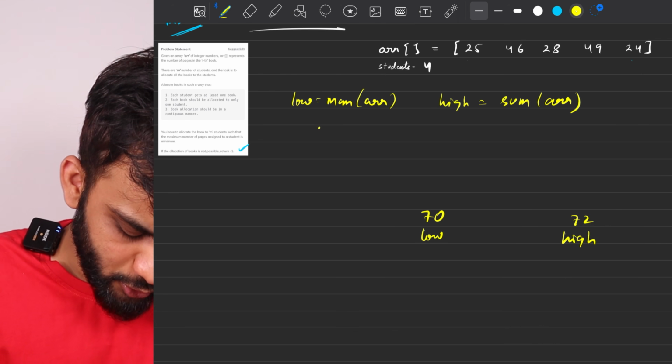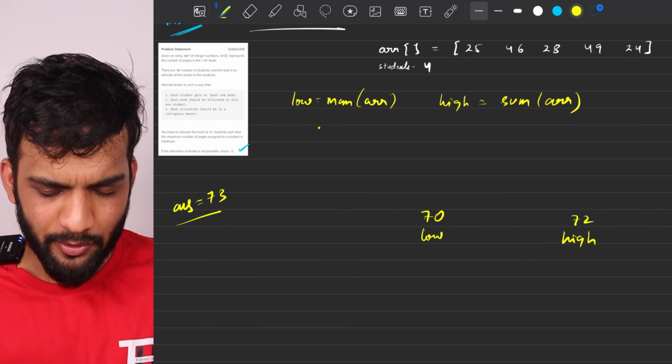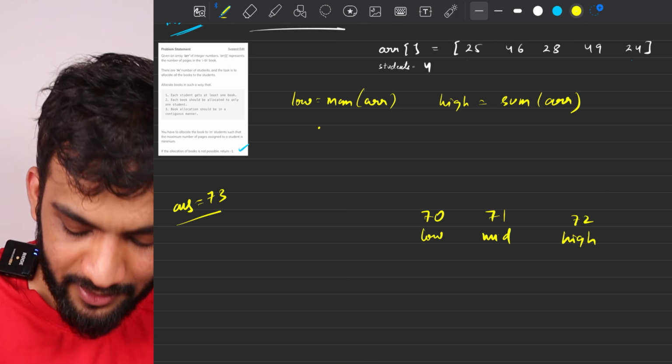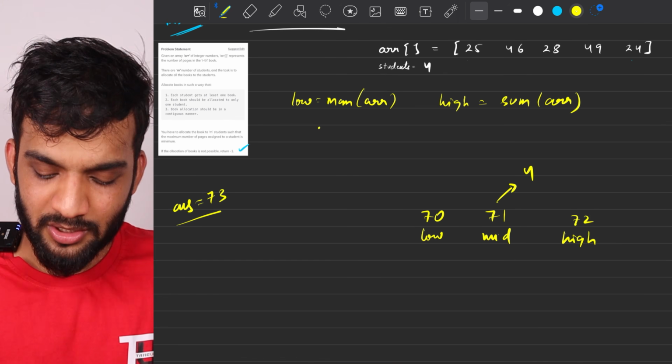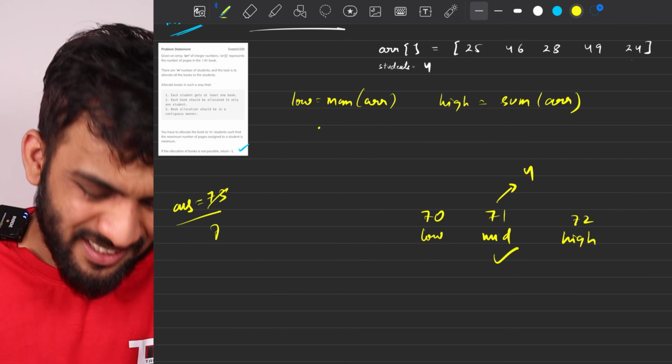If you want, you could have stored the answer as 73. Whatever you had, you can store it as well. Okay, so this time the mid is 71. And again, you'll say that 4 students. Like, this is also possible. So maybe I'll just update the answer to 71.